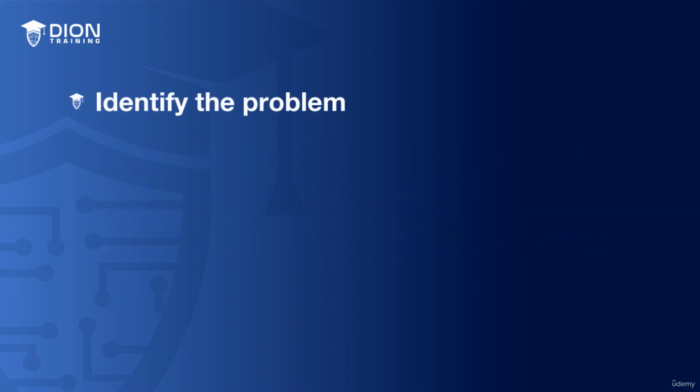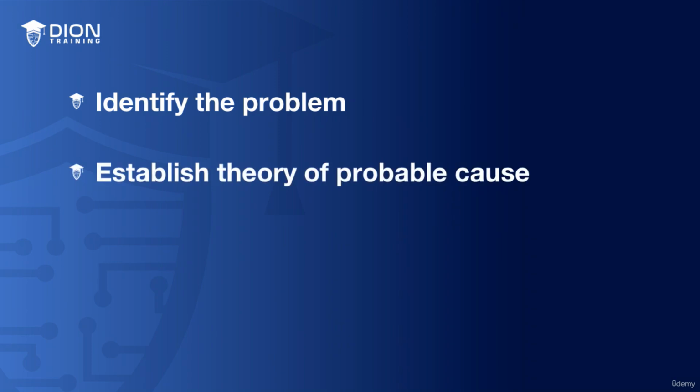First, we have identifying the problem. This includes things like gathering additional information, duplicating the problem if you can, questioning users to gain experiential information, identifying the symptoms, determining if anything has changed, and approaching multiple problems as individual problems. Second, we're going to establish a theory of probable cause. This is where the troubleshooter questions the obvious. They consider multiple approaches, and they look for the root cause of the problem.